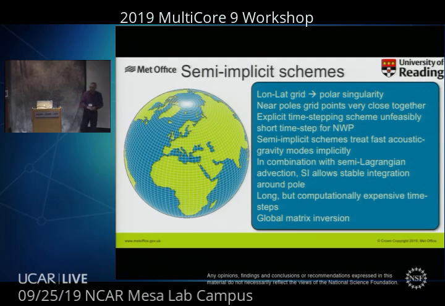And the idea is you want to try and get long time steps. The time steps themselves are computationally much more expensive than for an explicit scheme, but the idea is you can take a much longer time step. To do that, you have to do the global matrix inversion.